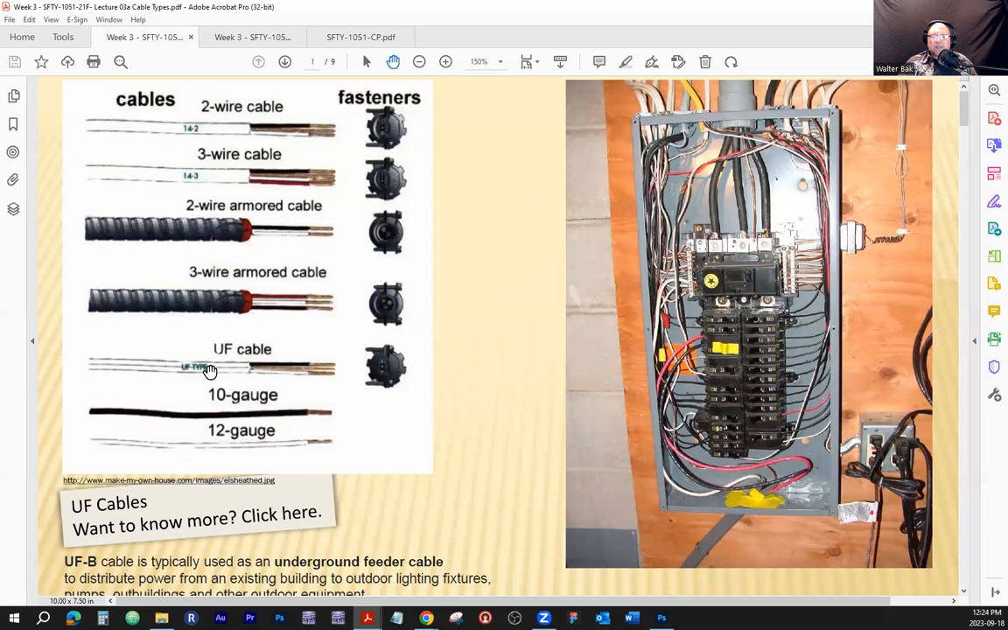So underground feeder, and those can also be specified for direct burial. So you can just run this cable, but of course, every cable has its own uses and specifications. Accordingly, we're going to deal with different fasteners, and the fastener would be like, for example, here's one right here.